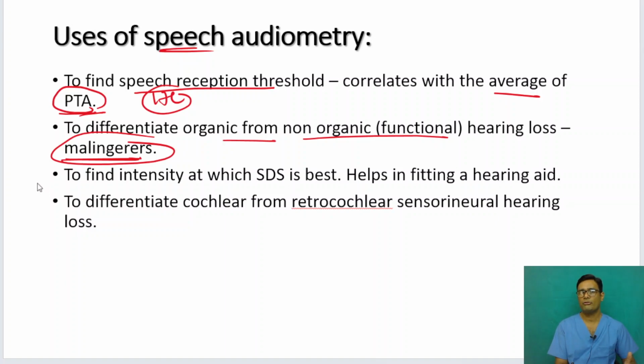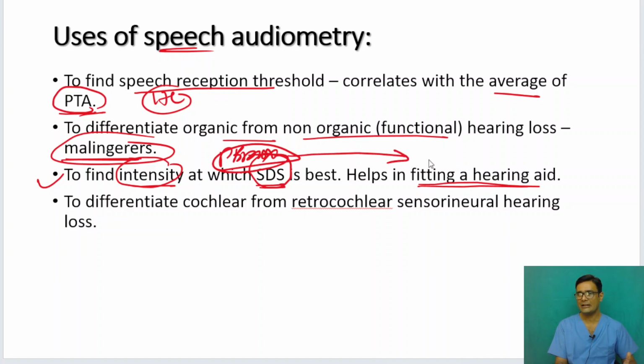To find the intensity at which the SDS is best, this helps in fitting a hearing aid, as we already said. The intensity at which the patient is able to repeat the maximum number of words correctly becomes the PB max. That is the volume at which you are going to fit the hearing aid, and the volume at which the patient can get good hearing.